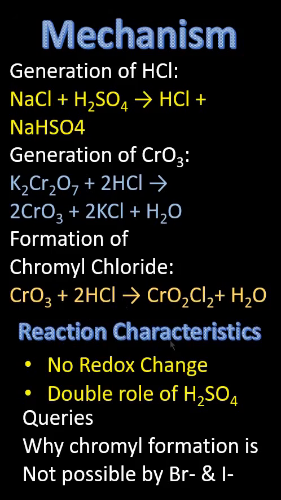Queries: why is chromyl chloride formation not possible with bromide and iodide? In the case of bromide and iodide, either hydrogen bromide or hydrogen iodide will be formed, and hydrogen bromide and hydrogen iodide are reducing agents. They will reduce this potassium dichromate and themselves will be oxidized to either bromine or iodine.